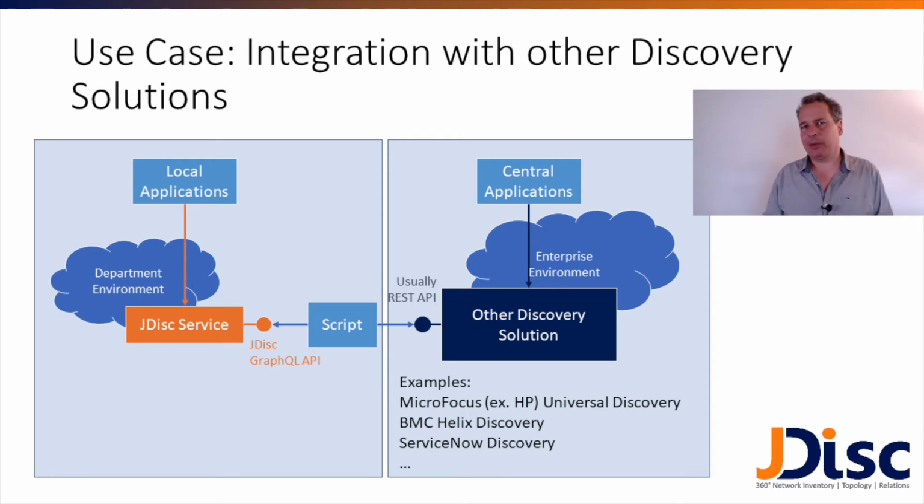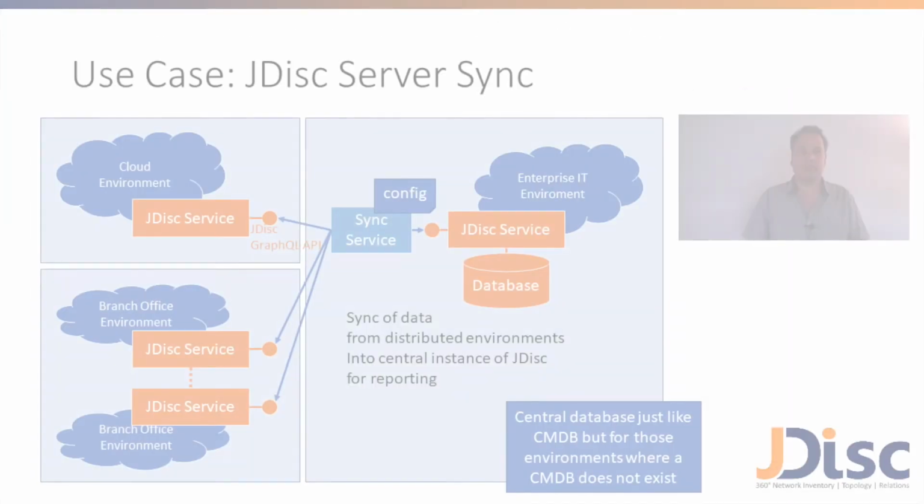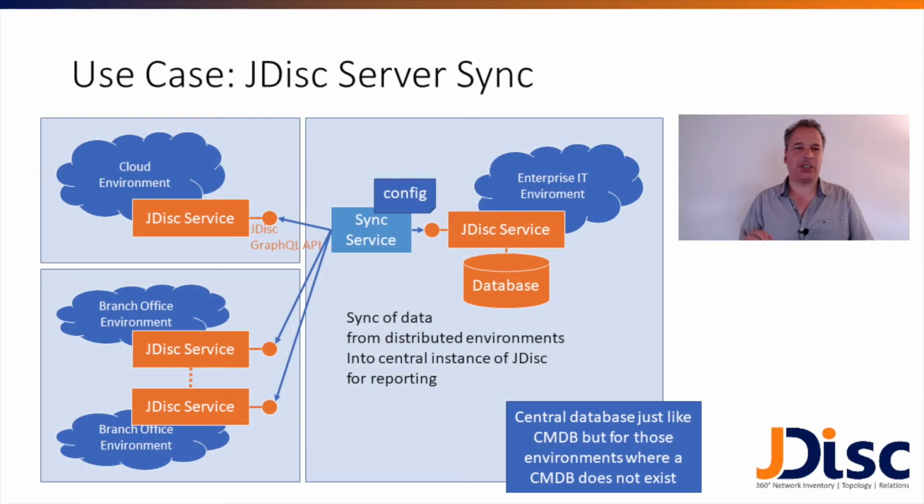If you're lucky, they have some REST API, or RESTful API, and hopefully not something older. So there is usually a way to get information out of these tools as well. You do that using a script or a service. You transform the data to the format that JDisc Discovery expects in nice plain JSON objects, and then you use the JDisc Discovery GraphQL API to upload it there. Problem solved.